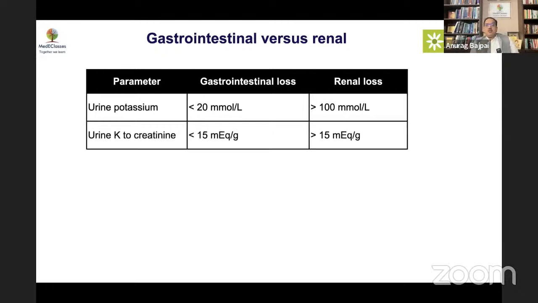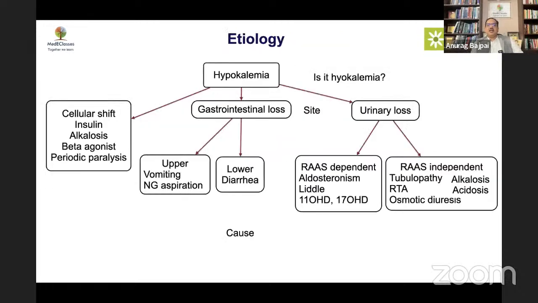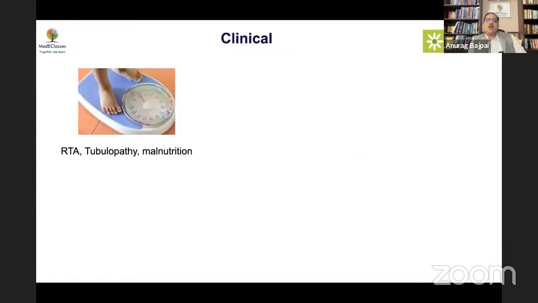The other parameter to look at is urinary potassium to creatinine ratio, which is equivalent to around 15 milliequivalents per gram, and importantly, this has to be corrected for the level of urinary output. So urinary potassium is an important investigation which will help us classify a gastrointestinal versus a renal loss in that scenario. Now, once we know the site, the next big question is, what is the cause of hypokalemia?